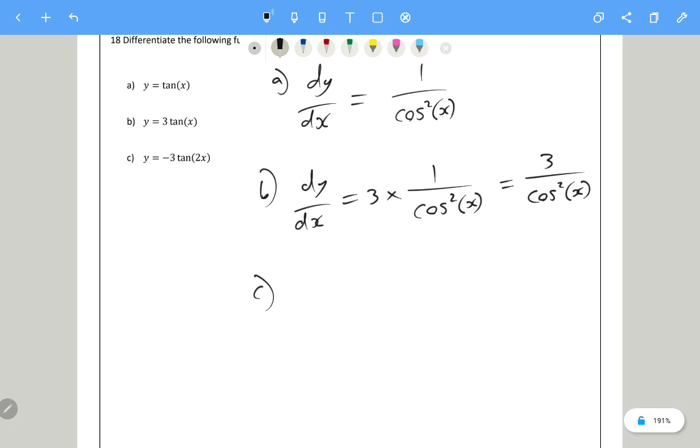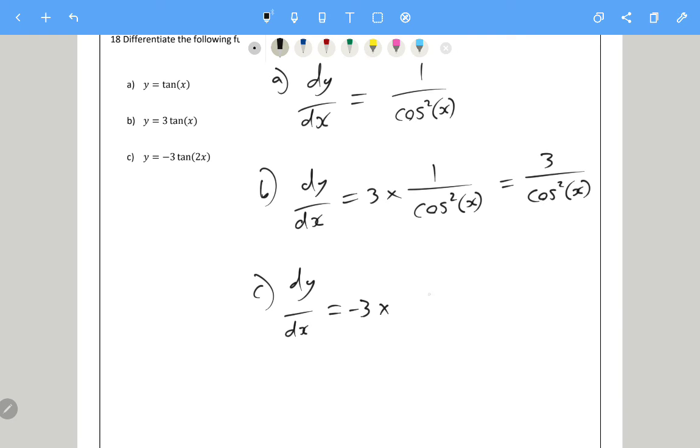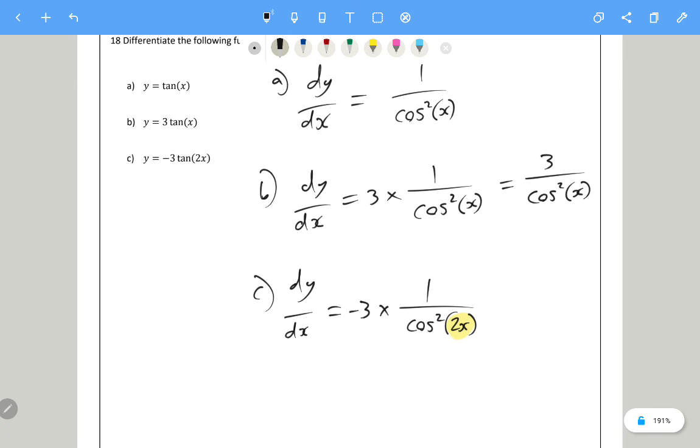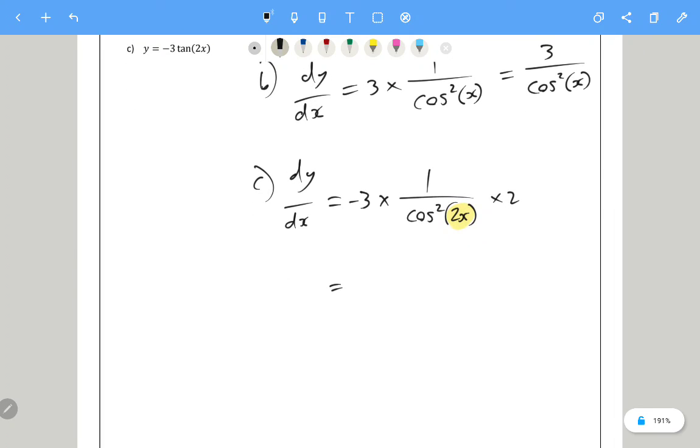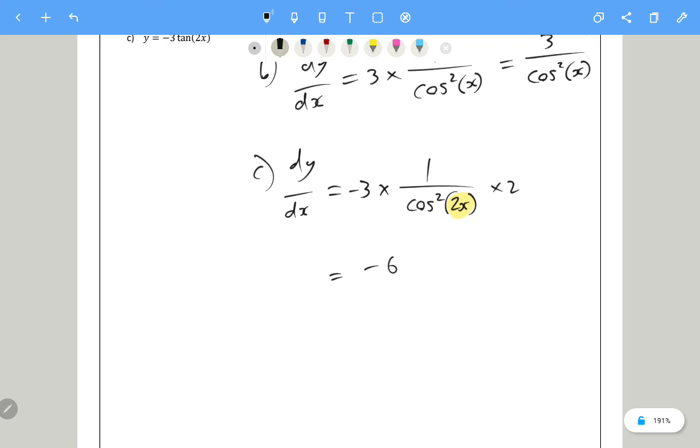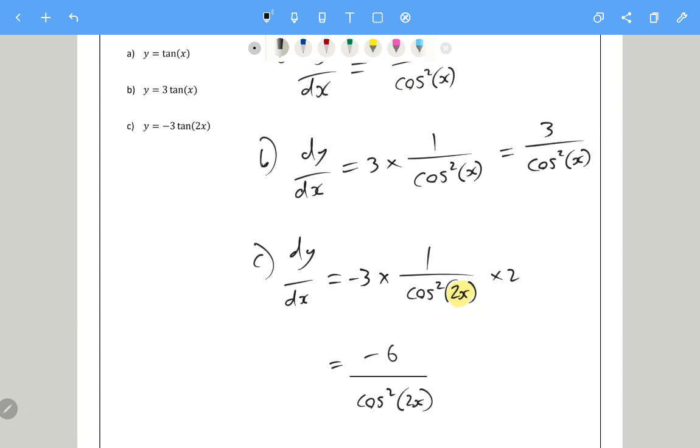Alrighty, and for c, well, we're going to get a very similar story from the previous one, so the negative 3 can just hang out the front. The derivative of tan of x is 1 on cos squared x. Oh, okay, but it was tan of 2x, so now it's going to be 1 on cos squared of 2x. But chain rule says multiply by the derivative of what was in the brackets, which is 2. And we just need to do a bit of simplifying. Negative 3 times 1 times 2 is negative 6. And the denominator is just going to be cos squared of 2x. And that is how you derive tan of x.